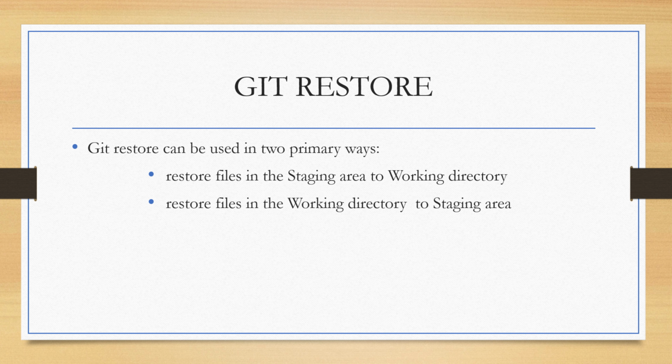Git restore, actually we can move the file from staging area to the working directory or from working directory to staging area. For example, if we have moved a file to a staging area, we can revert or we can restore back to working directory. Now let us see the practical implementation.